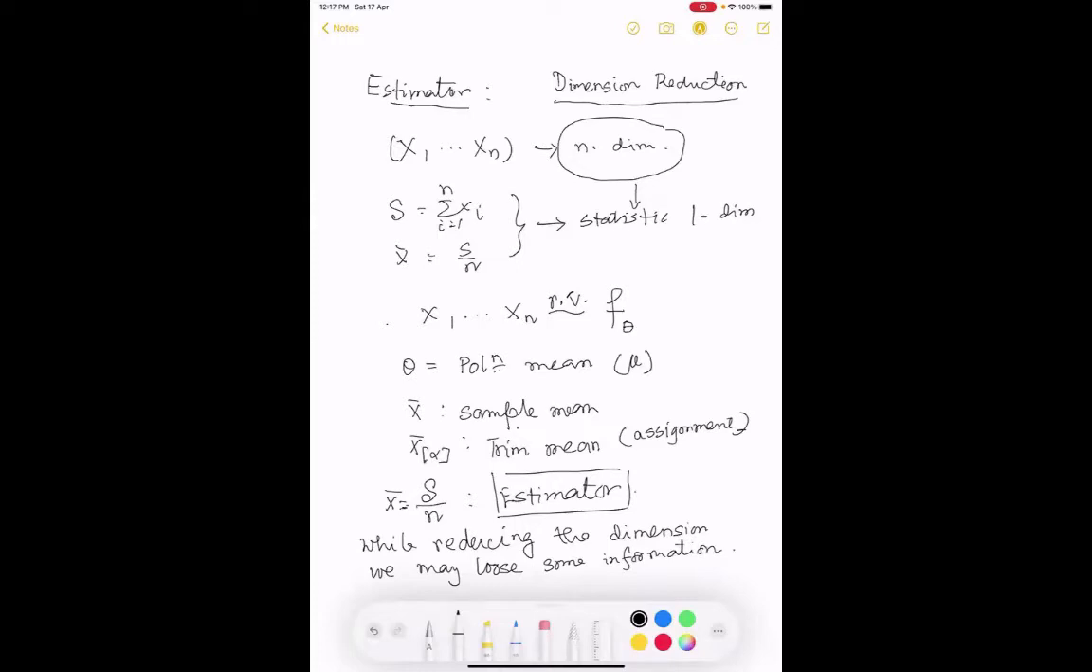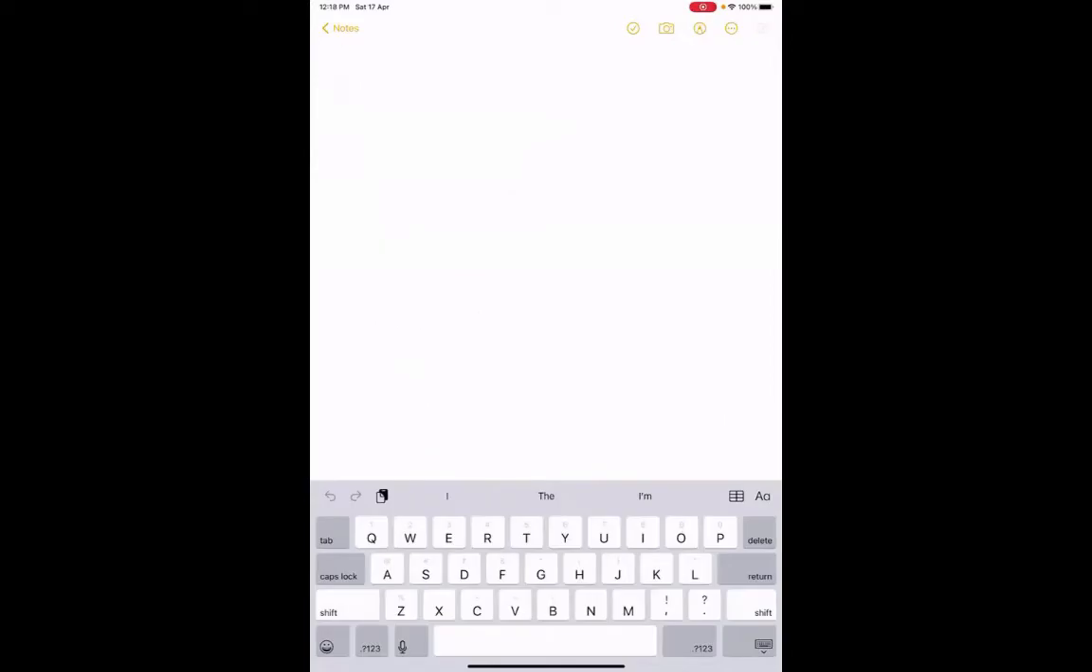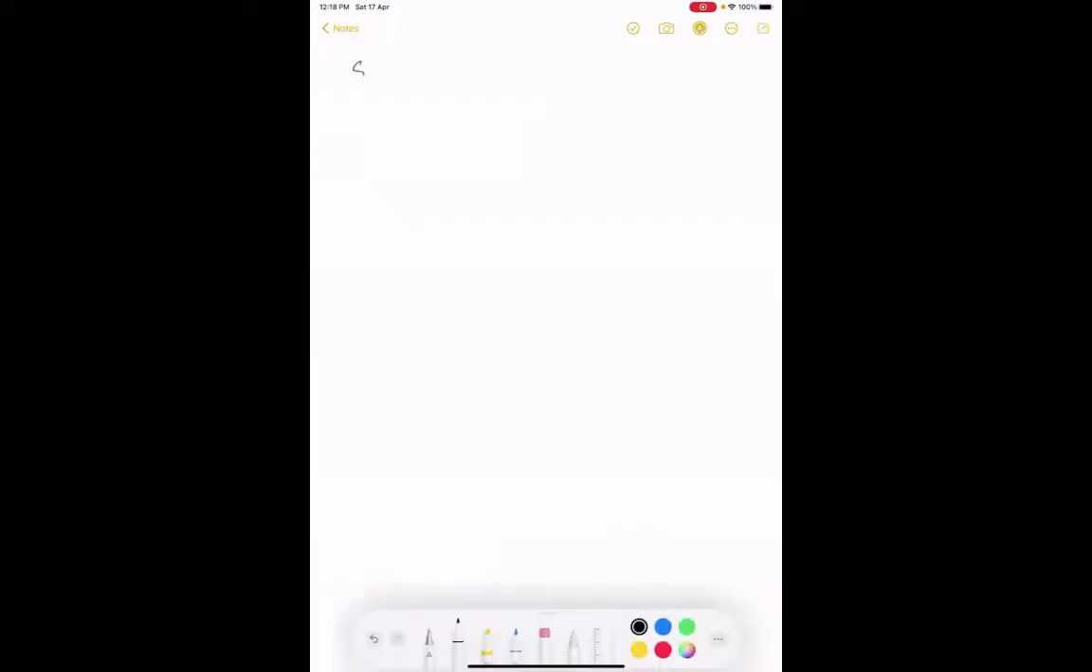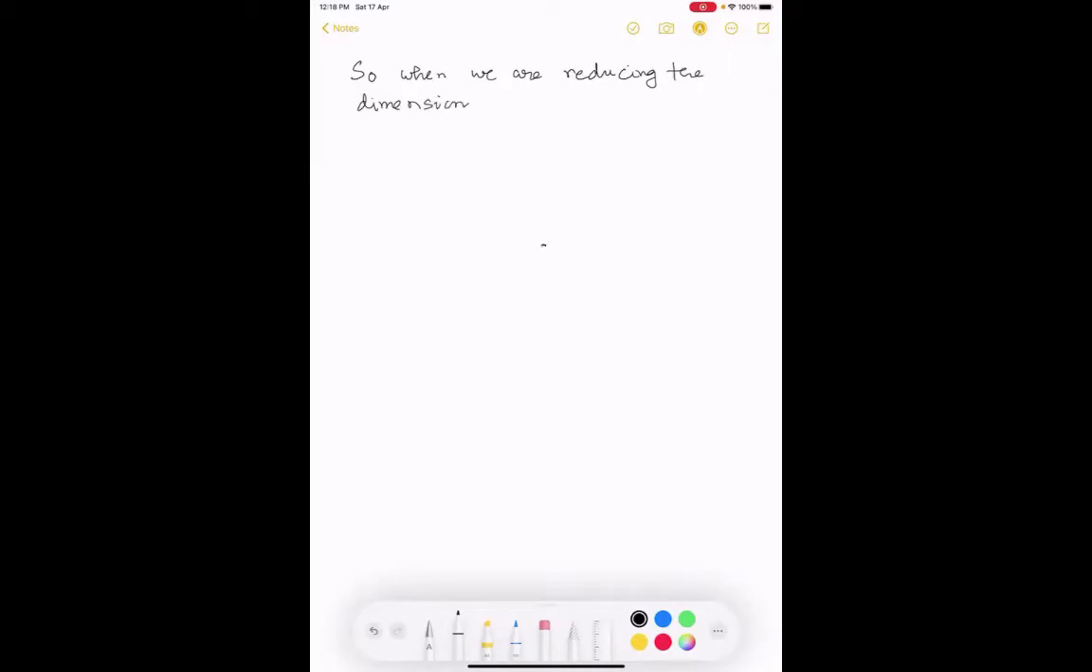So what should we do now? Any idea? When we are reducing the dimension, a key thing is we should be careful about information loss, possible information loss.